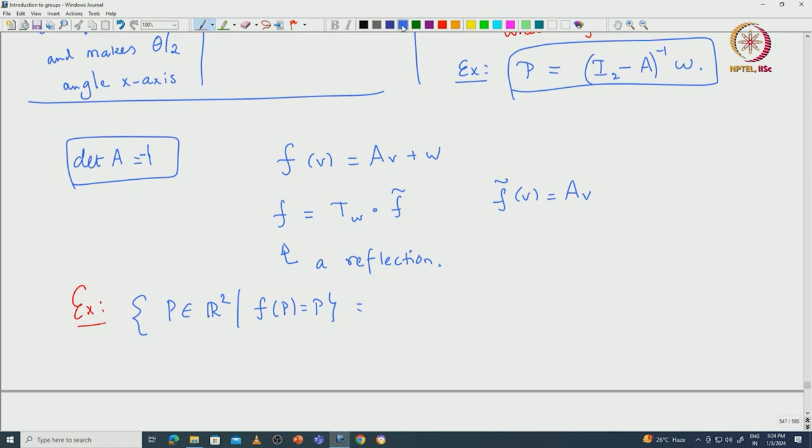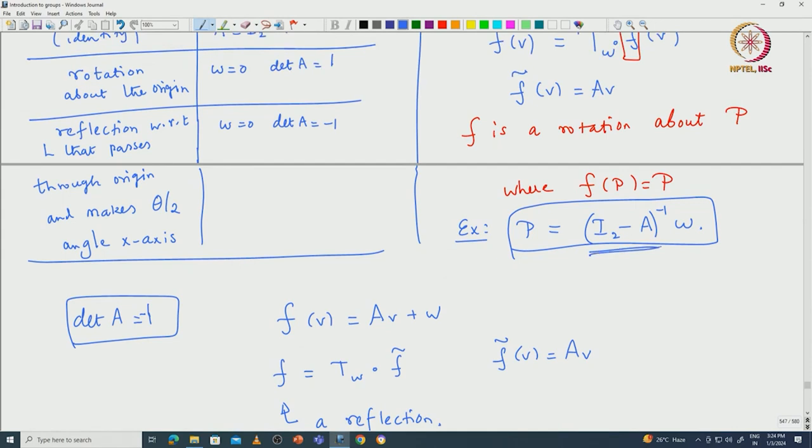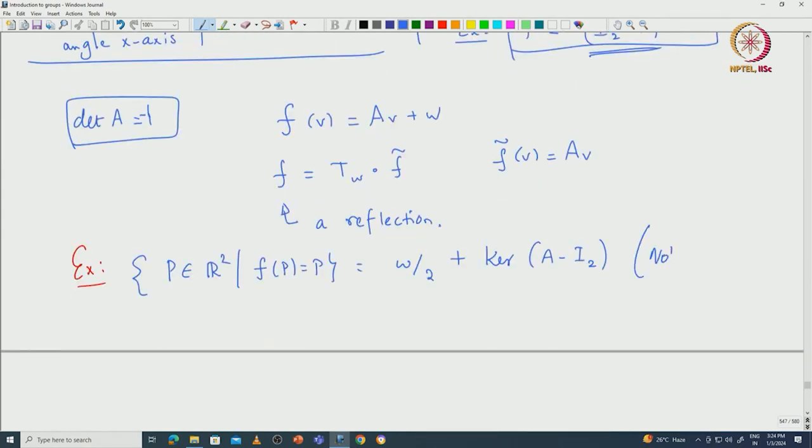So this is going to be exactly equal to omega by 2 plus kernel of A minus I2. So note that this kernel of A minus I2 is going to be a line, okay, because in this case this A minus I2 will not be an invertible map, but in the previous case it is an invertible map. So here A minus I2 is not invertible. And it is also not zero map, okay. So A being non-identity, it is not zero map. So in particular the kernel will have dimension 1.